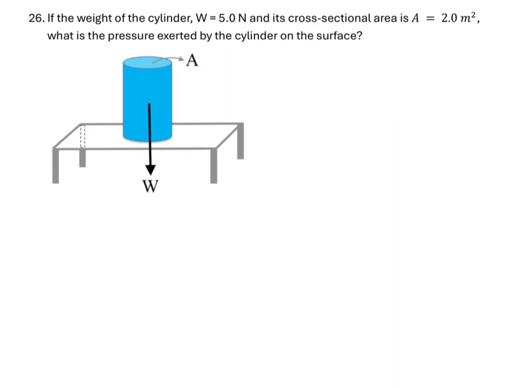If the weight of the cylinder in this diagram is 5 Newton and the cross-sectional area is 2 meters square, what is the pressure exerted by the cylinder on the surface? So we are going to use the formula P equal F over A. The force is given, the area is given. We can directly calculate the pressure as 2.5 Pascal. So the unit for pressure is Pascal.